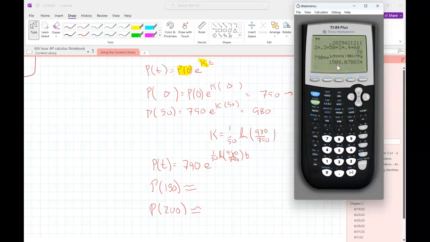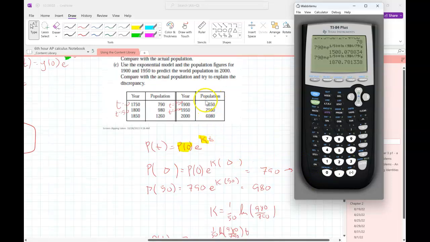1508 million, I assume. These are populations in millions. Yep. And then if we just change that to 200, so 1870 million. Let's look real quick. This is 3.8 that we're looking at, right? Number 5. 1508 and 1871. Yeah, good. And if I compare those numbers to what we get in the table, we undershot, right?